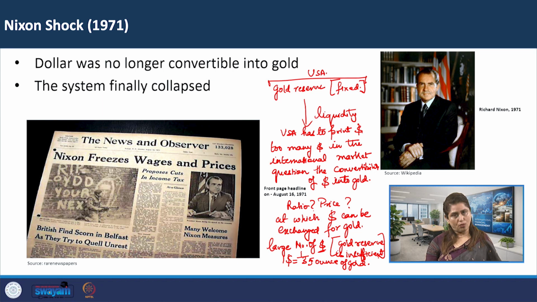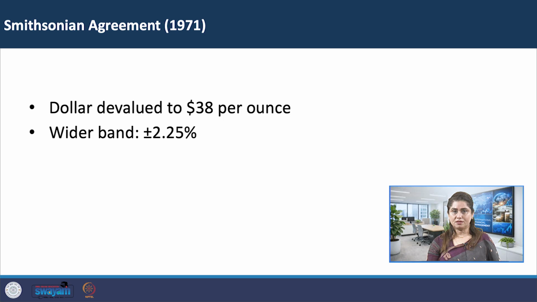convertible into gold. Now, after this collapse, countries were not ready to completely move to floating exchange rates immediately. So, they tried to save the system through an agreement known as the Smithsonian Agreement in December 1971. Under this agreement, the value of the US dollar was officially reduced. Instead of $35 per ounce of gold, it was changed to approximately $38 per ounce of gold.